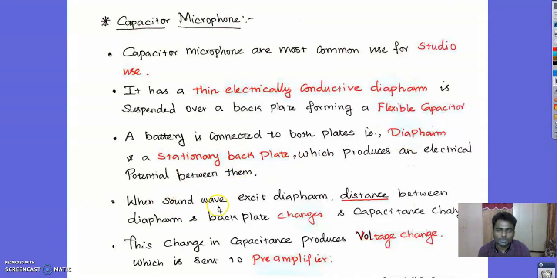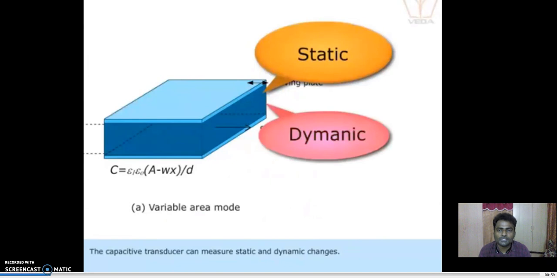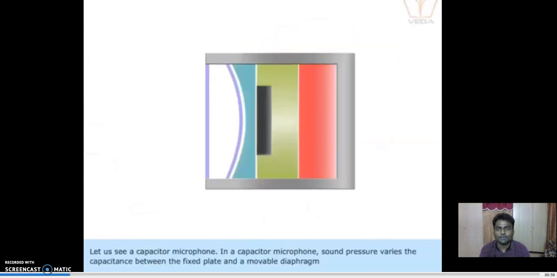When a sound wave hits the diaphragm, that is, when sound is given to the diaphragm, it creates a force, and the distance between the diaphragm and back plate changes. The capacitance in turn changes, and this capacitance change produces a voltage change, which is sent to the preamplifier. This is the operation that takes place in a microphone. I would like to explain this capacitive microphone with the help of a video, and here is the video that shows the working of the capacitive microphone.